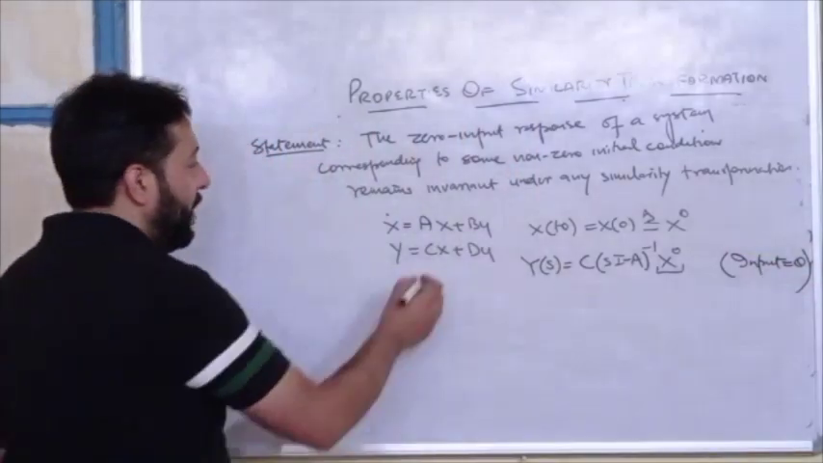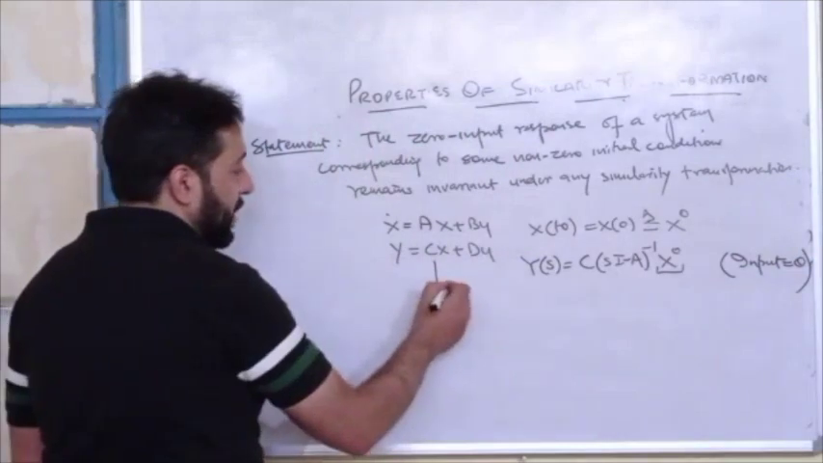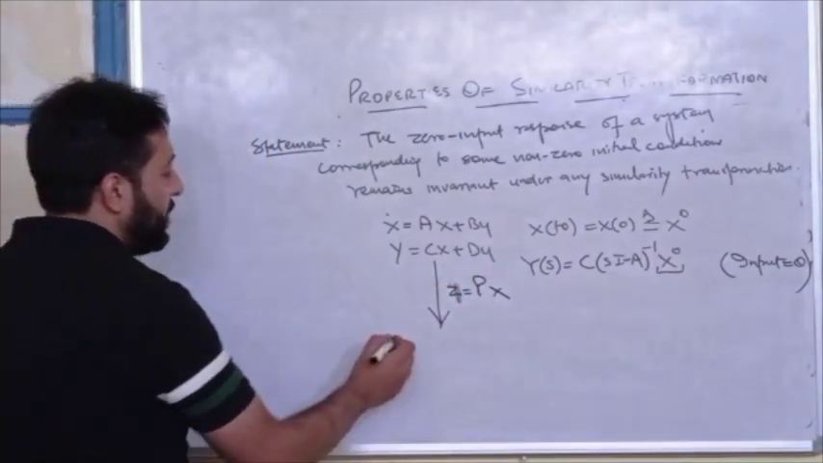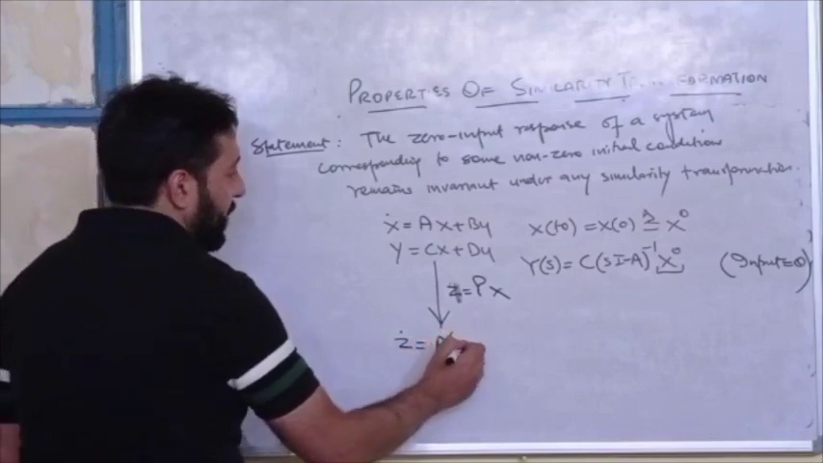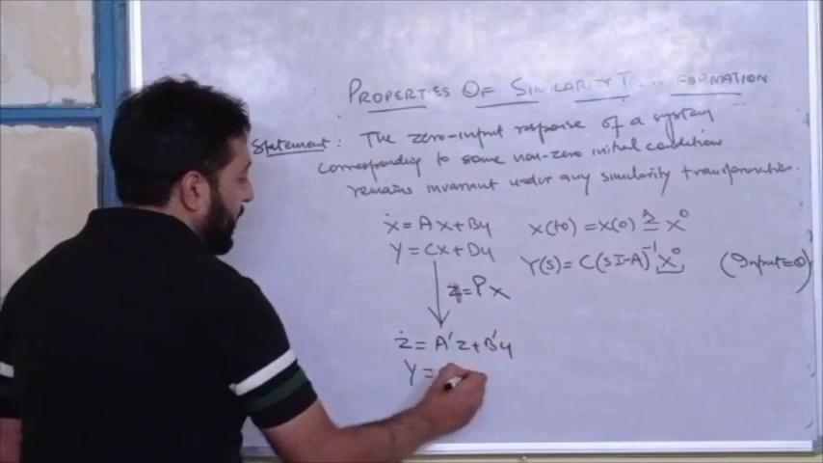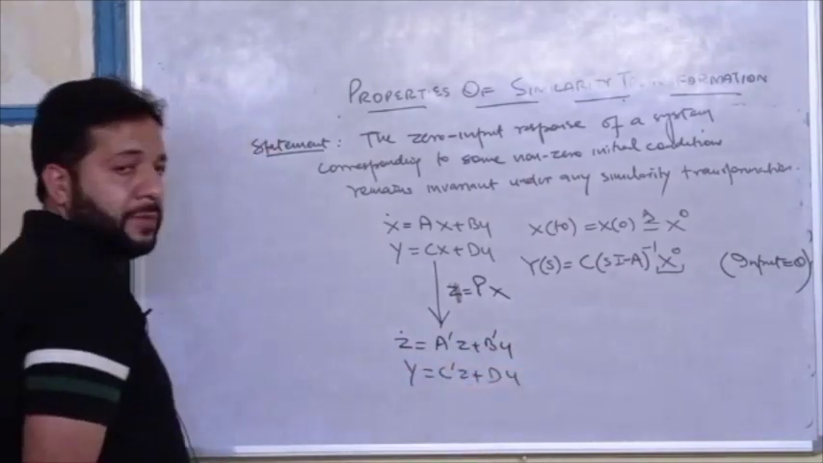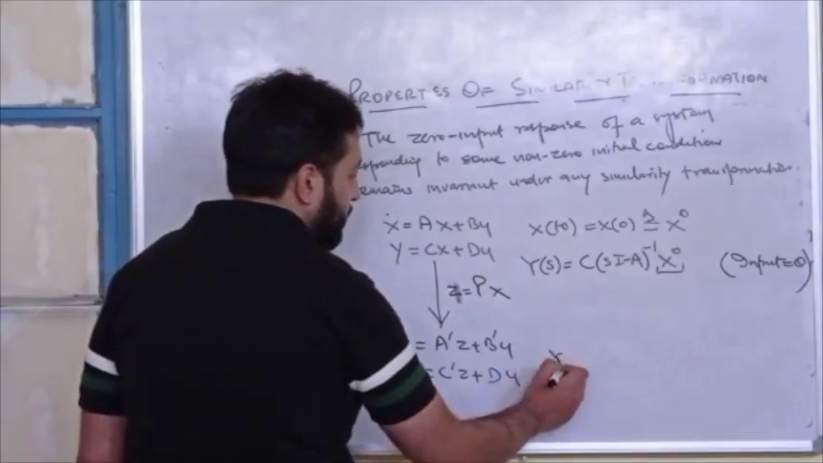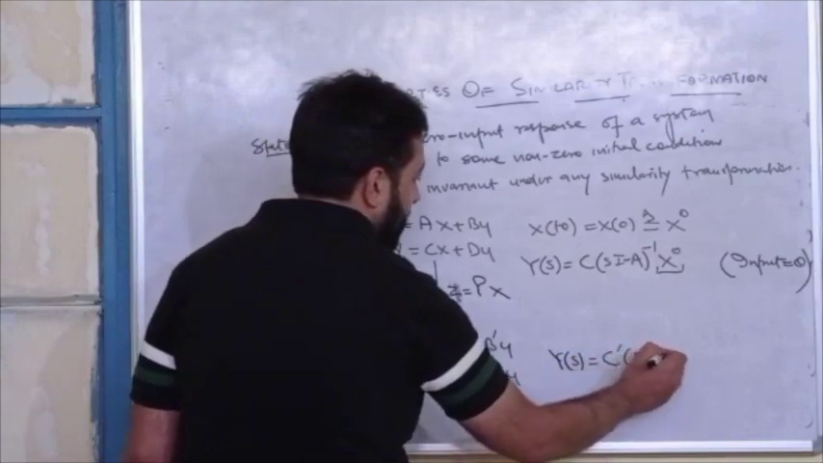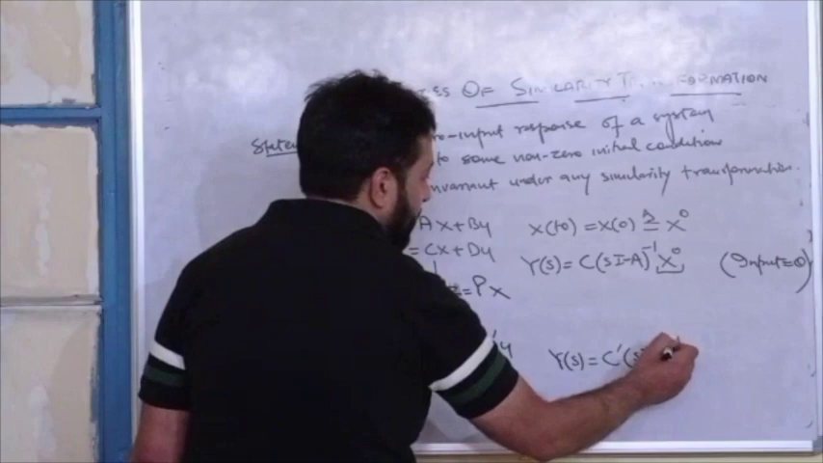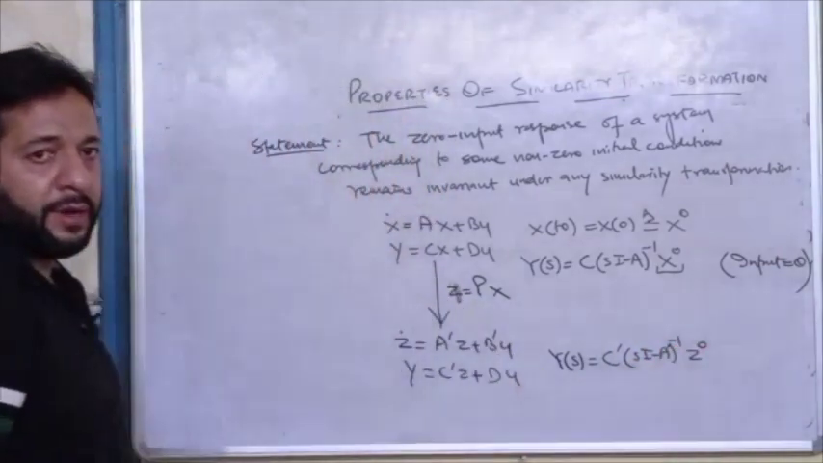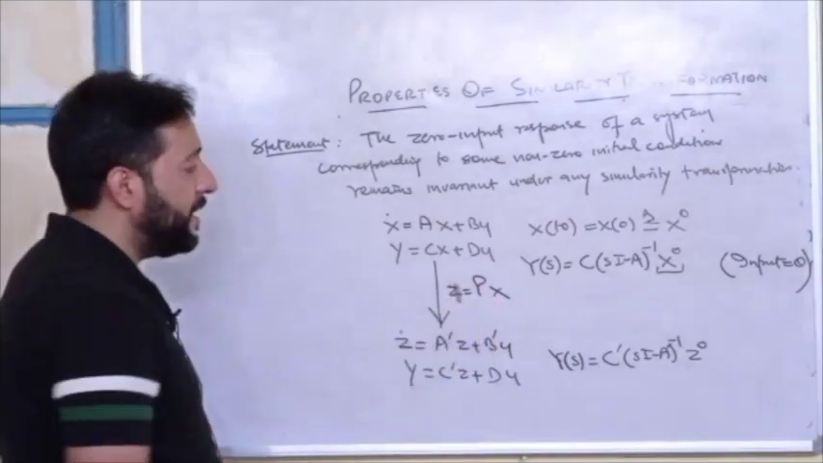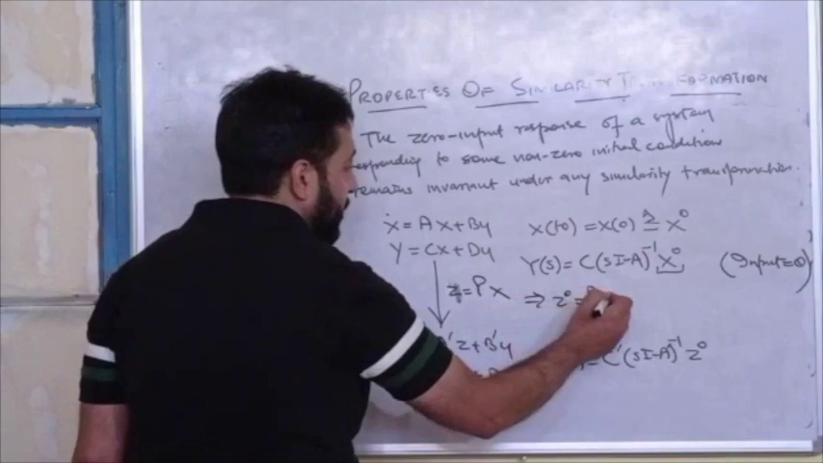Now if I define a similarity transformation z equal to Px, where P is an invertible matrix, any invertible matrix, I get a model like this: z dot equal to A dash z plus B dash u, y is equal to C dash z plus Du. The zero input response of this system will be Y(s) equal to C dash (sI minus A dash) inverse, z naught. How are z naught and x naught related? Through the same expression. Z naught is equal to P x naught, because I have defined z equal to Px.